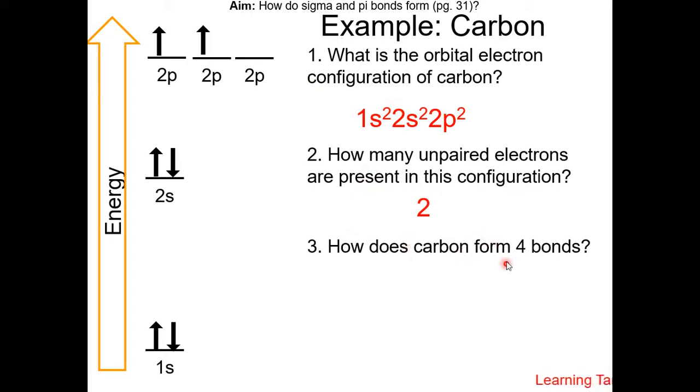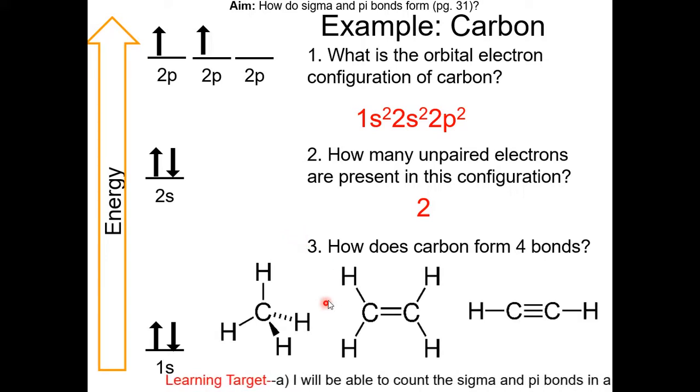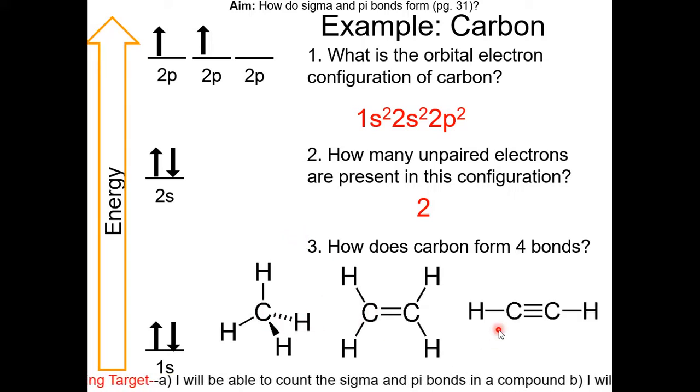How does carbon form 4 bonds then? By looking at this electron configuration, you would think that carbon can only form 2 bonds, but you should know that carbon forms 4 bonds, as you can see from these Lewis dot diagrams. So the question is, how does that happen? The answer is there must be hybridization of the orbitals in the valence shell.